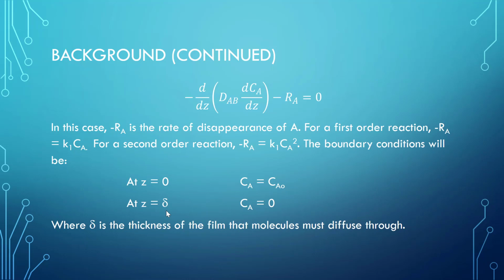And our boundary conditions: at the surface, at z equals 0, it's the concentration of the surface, so Ca naught, some value we would know. And if you move away from that to wherever this diffusion is going towards, then typically we're going to have that be no A. There is none of the reactant A. And so therefore, I have a boundary value problem at z equals 0 and at z equals delta.